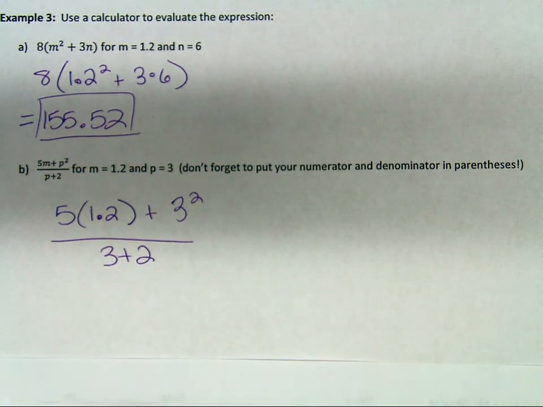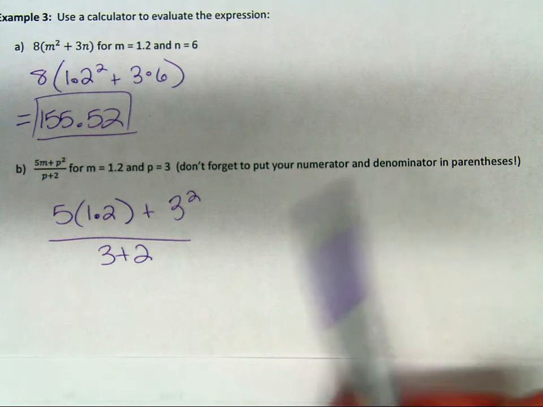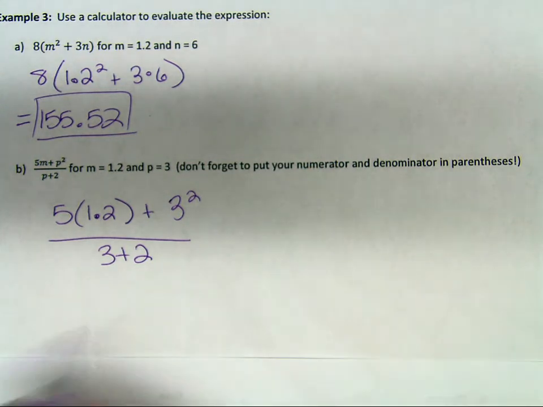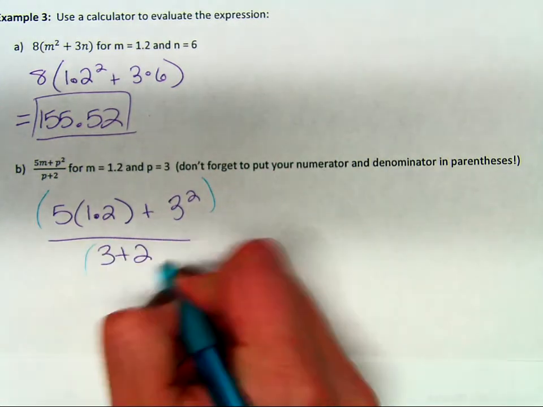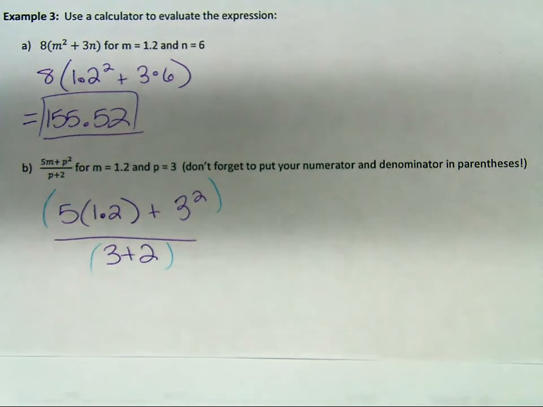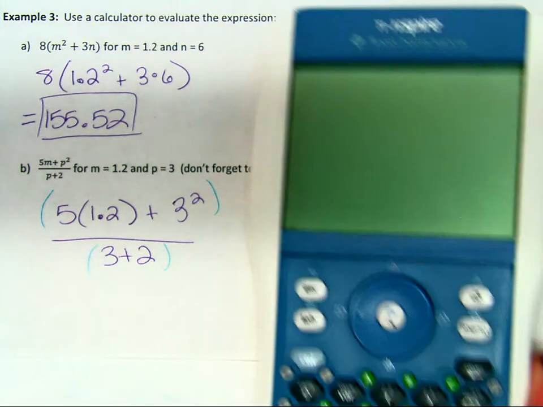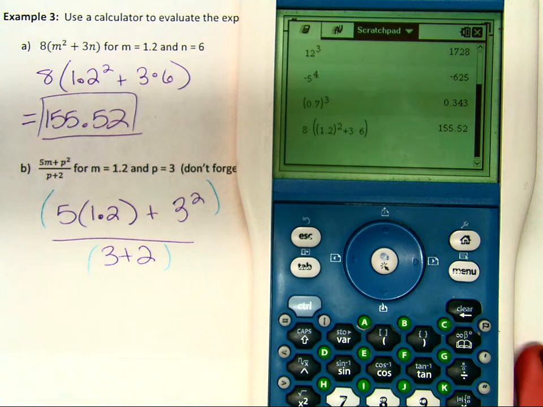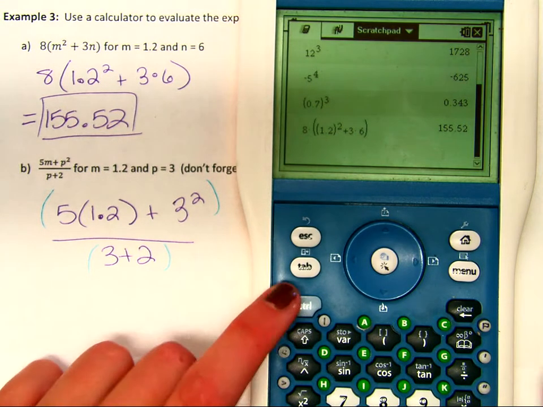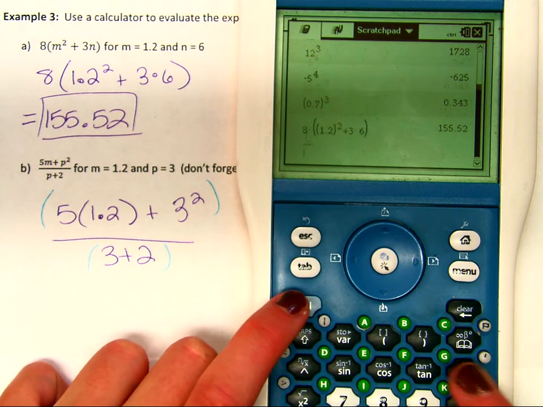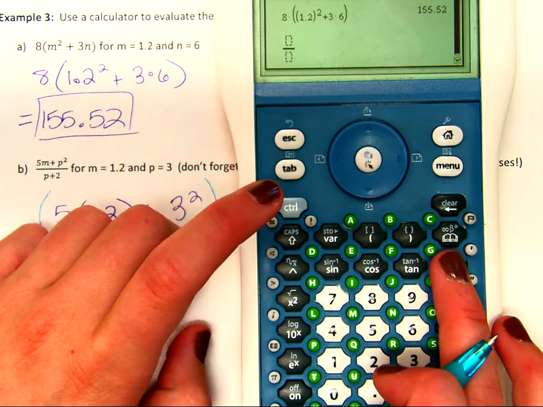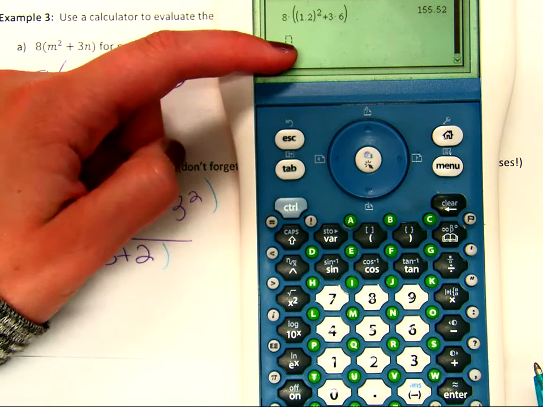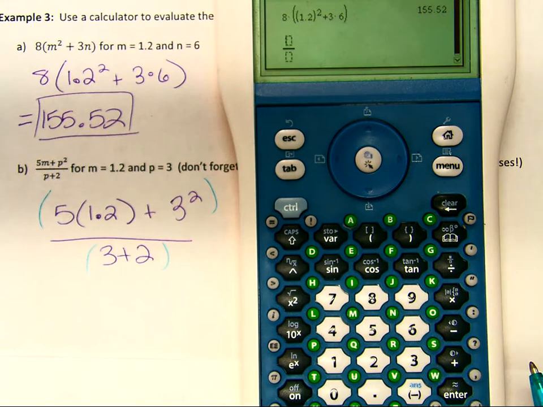So it says don't forget to put your numerator and denominator in parentheses. So on your calculator, you have two options. You could put this whole thing in parentheses and this whole thing in parentheses when you type it in. Or these calculators actually have a nice feature. If you hit Control Divide right away, that's going to get a fraction bar to come up, and you can just type in your numerator and denominator right there.